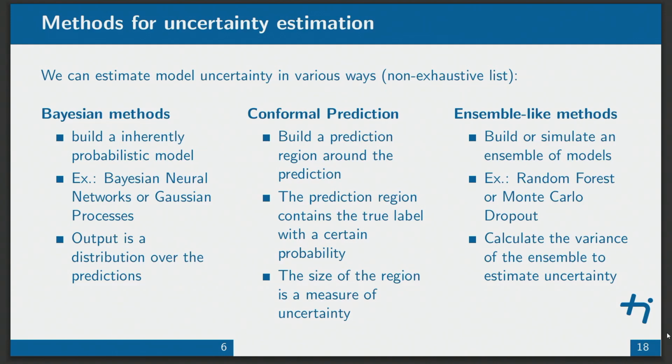And in the end, that's why I always stuck to ensemble-like methods. So here we either build or simulate an ensemble of models, for example, random forest or Monte Carlo dropout, and we calculate the variance of our estimated or built ensemble to estimate the uncertainty. So if the individual ensemble members disagree with regards to the prediction and predict very different values, then we get a feeling for, okay, maybe this instance is not as clear as we wish.